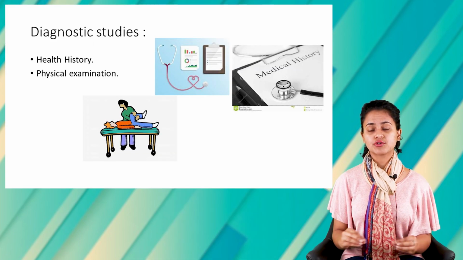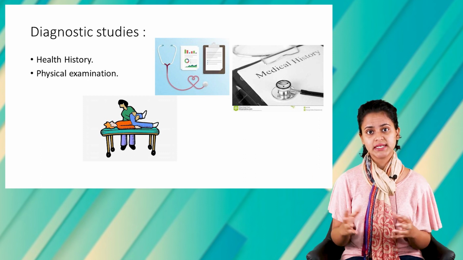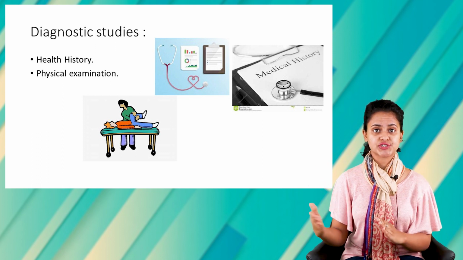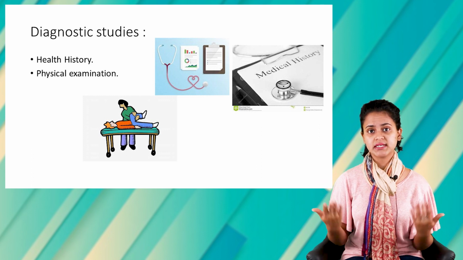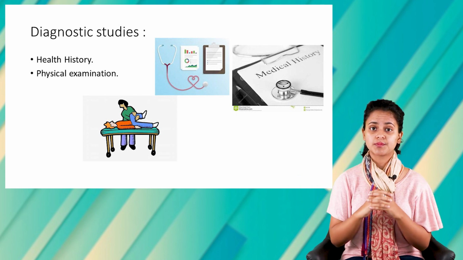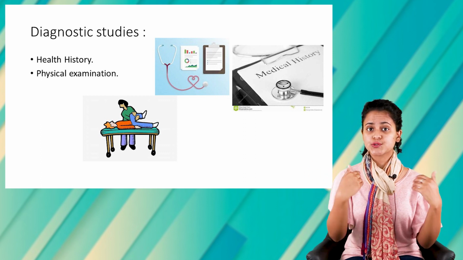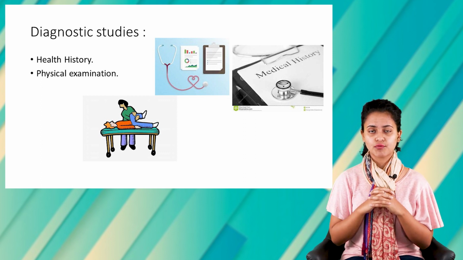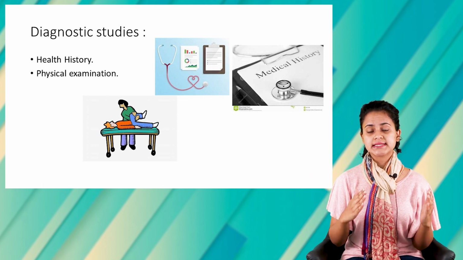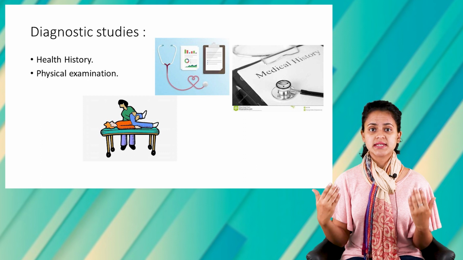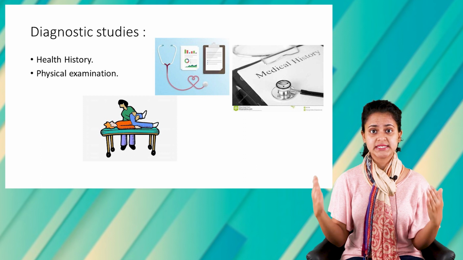Now we are going to learn about the diagnostic studies. Diagnostic studies definitely contain a detailed history collection and a thorough physical examination. History collection and physical examination help a medical professional identify the probable causative or associated factors for the development of fecal incontinence. So, information related to the past and present medical history, past and present surgical history, family history, and even lifestyle history should be taken.